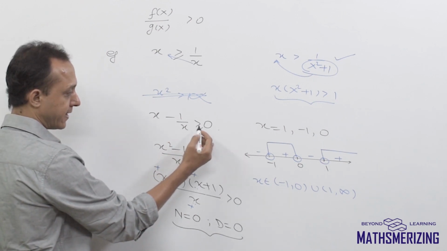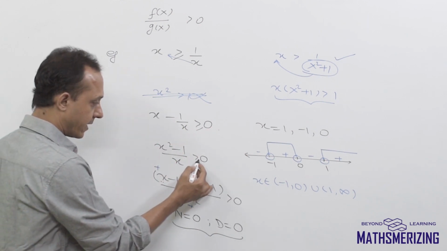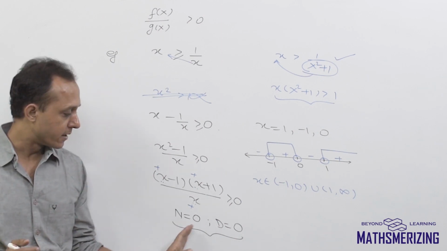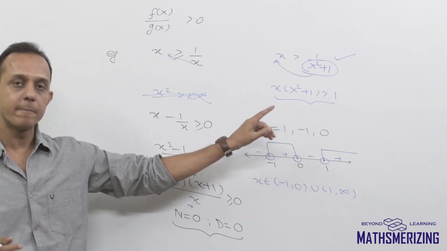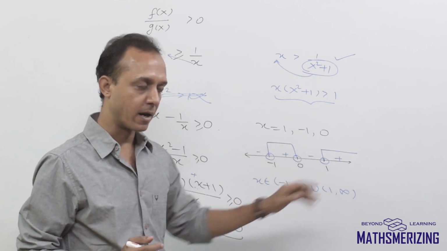I'll solve the question in the same way. x minus 1 upon x greater than or equal to 0. Here also it will be greater than or equal to 0. Here again I'll take numerator and denominator, and I'll get all the three roots as minus 1, 1 and 0. I'll put them on the number line.